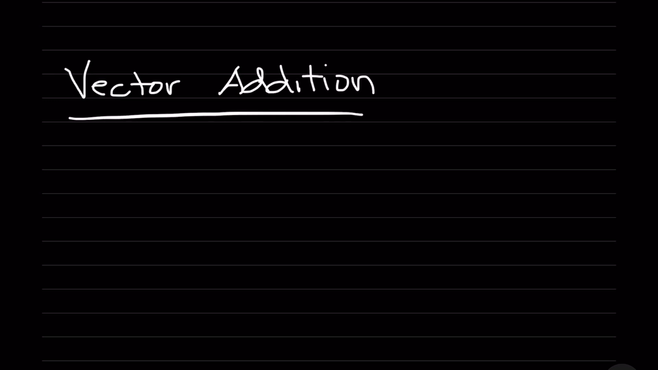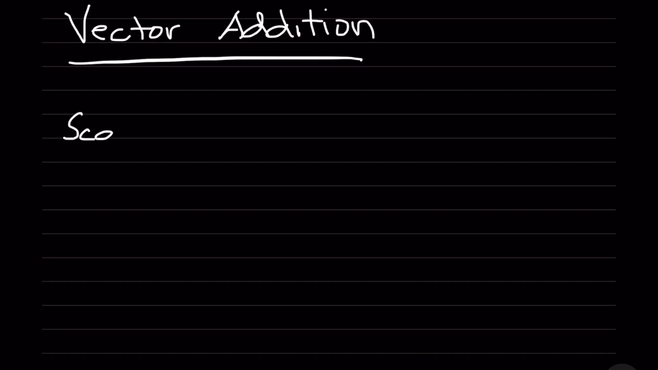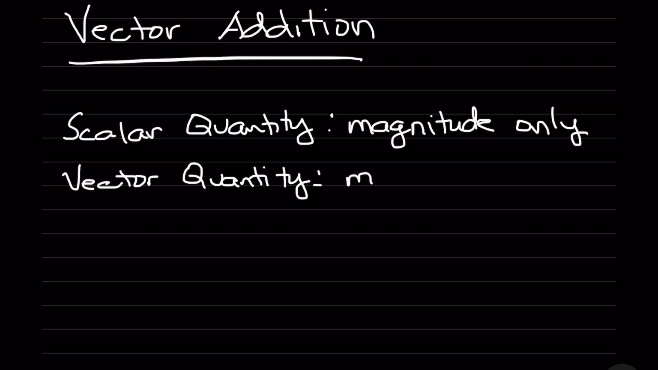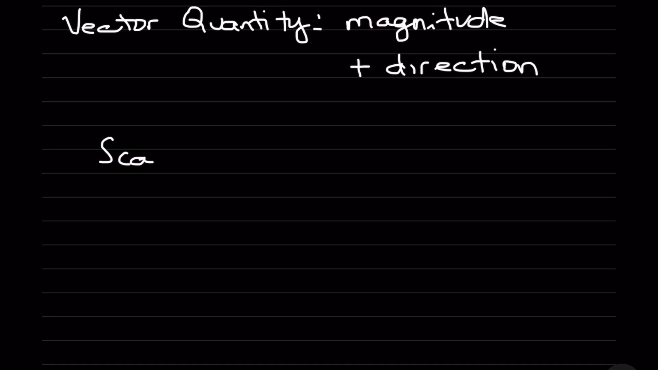Let us begin. First of all, let us distinguish a scalar quantity from a vector quantity. A scalar quantity is a quantity that only has magnitude. On the other hand, a vector quantity is a quantity that has both magnitude and direction. Let us look at some specific examples.